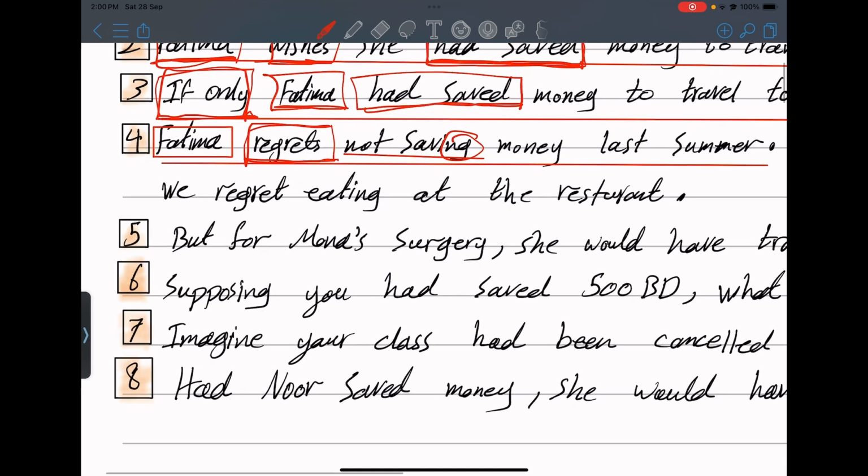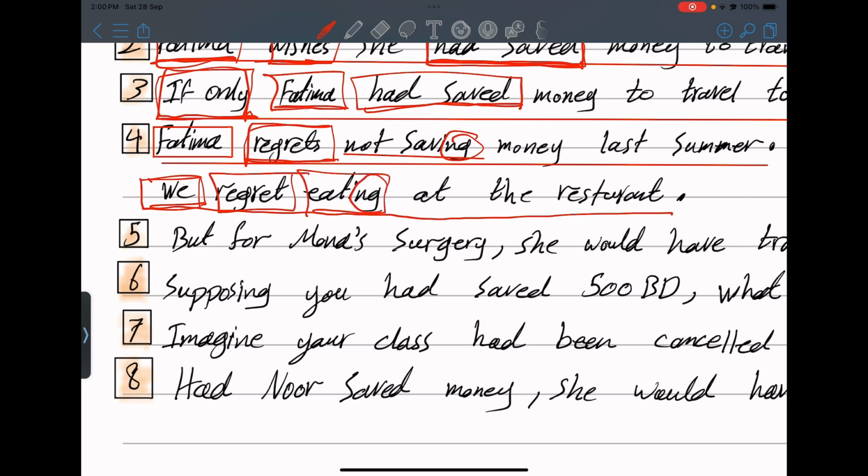Another example, we regret eating at the restaurant. We didn't like the food in the restaurant. So we are regretting that we ate in the restaurant. We have the word we, it's the subject, and regret, the main thing you have to write, and the verb with ing. So this is the fourth rule.